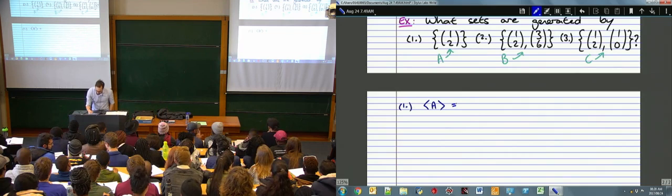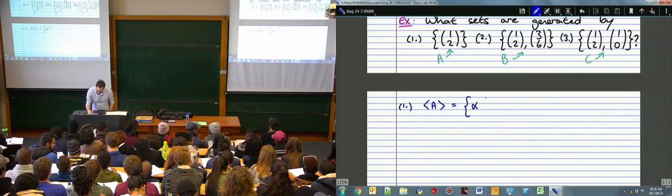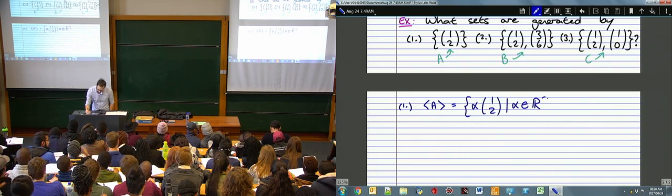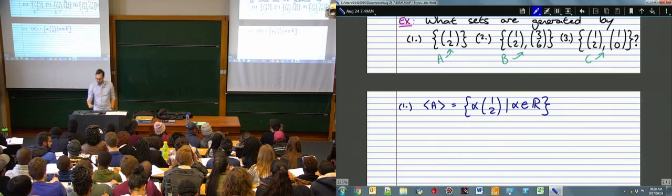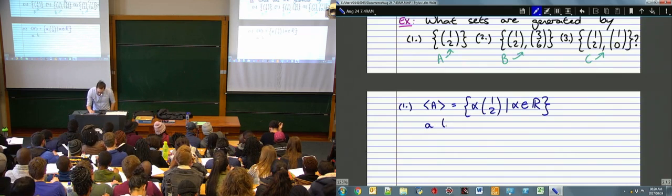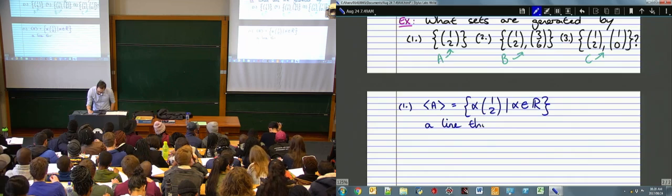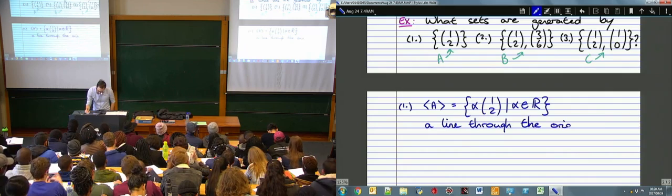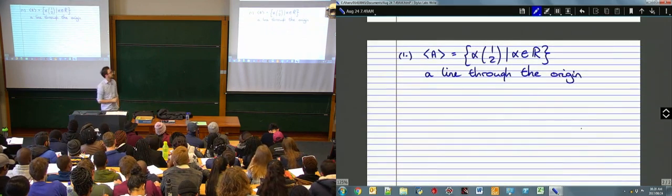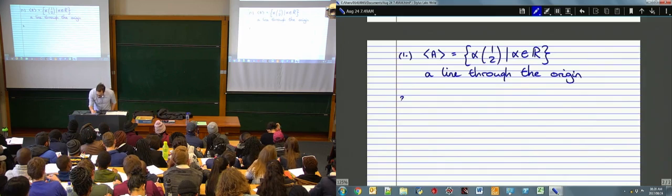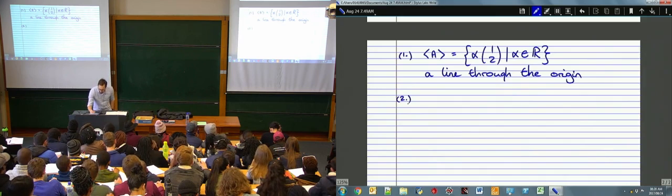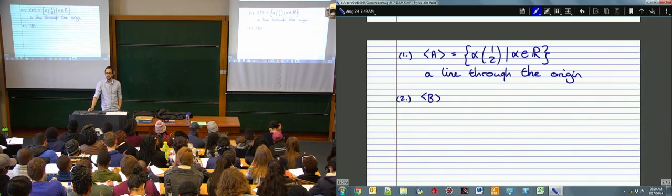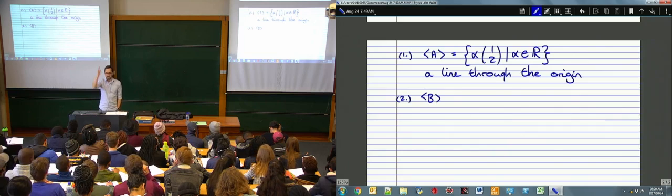So if we write it down like this, we'll have alpha 1, 2. Alpha is some real number. And this is just a line, right? So this is a line that's a line through the origin, right? What about B? What is the set generated by B? It's the same line, right?